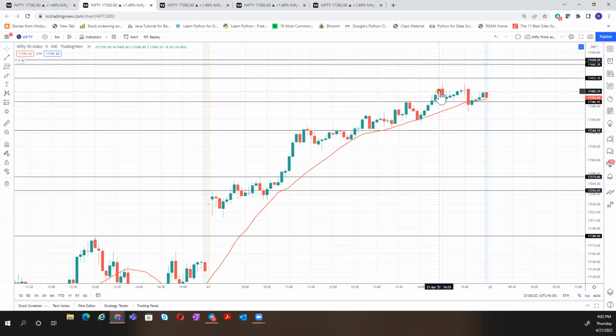Now, whether you want to use simple moving average or exponential moving average, it does not matter. All you need is a bias, right? Which side is the market on? So this gives you that. Now, why do you need to use pivots?